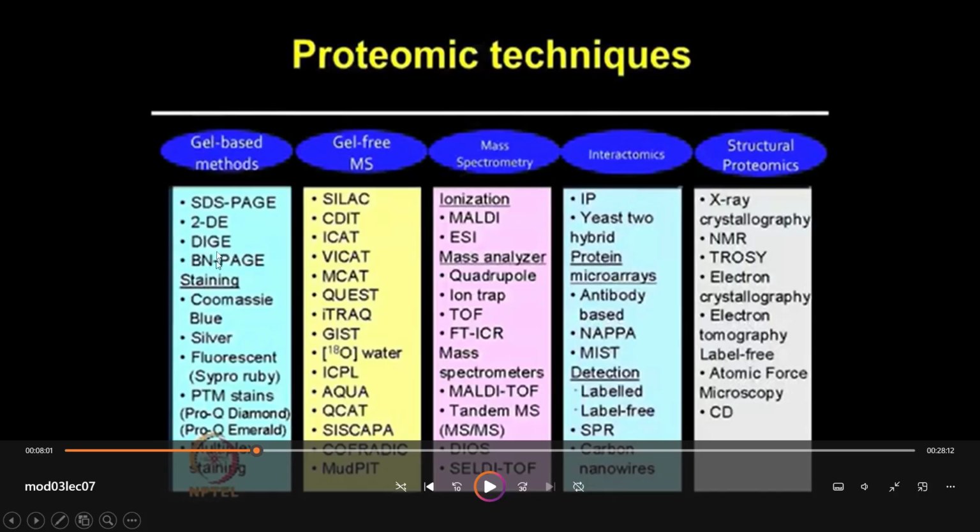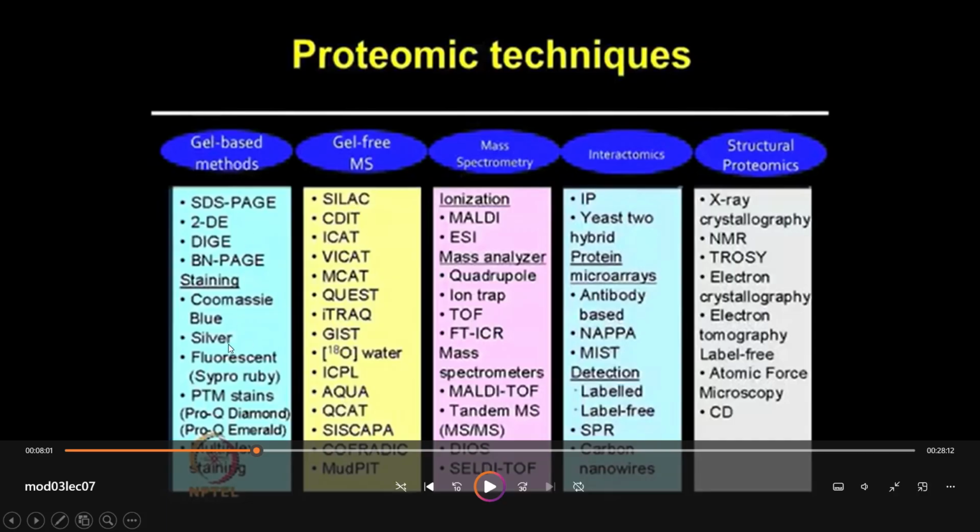And to visualize them for that analysis, we need certain stains like Coomassie blue stain, silver stain, fluorescently labeled stain, or Pro-Q Diamond, etc. These are different stains. All stains have their own property to visualize certain types of protein or certain concentrations of protein, so that will change. There are also some gel-free mass spec methods. These are a few gel-free techniques. We'll not be going into detail of that.